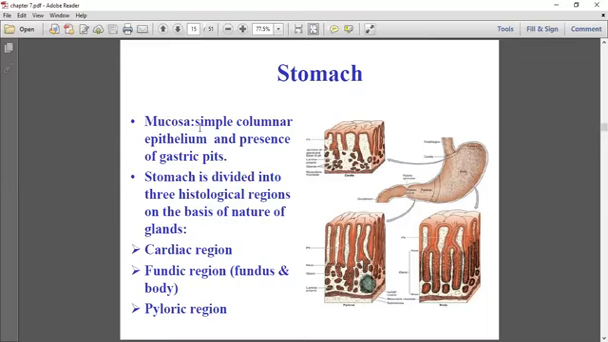The basic structural features: mucosa composed of simple columnar epithelium and having gastric beds. The stomach is divided into 3 tissue or histological regions on the basis of the nature of their glands in the epithelium or the mucosa tissue layers. The first is called the cardiac region, the second the fundic region or fundus, and the third the pyloric region.